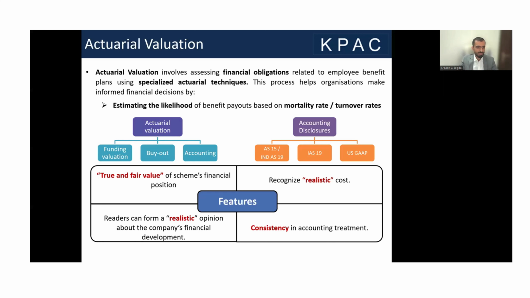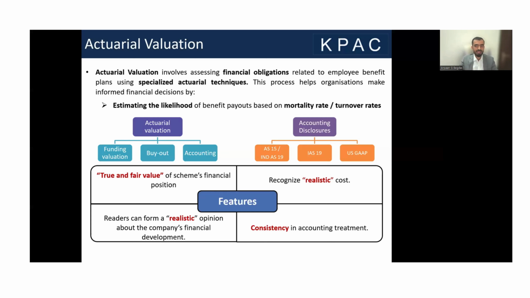So now let us look at some of the key features of the actuarial valuation, which is performed for accounting disclosure purposes. Firstly, it provides true and fair value of the scheme's financial position, which means both the assets as well as the liabilities are marked to market. The actuarial liability valuation is performed using market-linked assumptions, which is the discount rate adopted is mark to market, and the assets are taken at the market value as on the balance sheet date. So the valuation provides a true and fair value of the scheme's financial position.